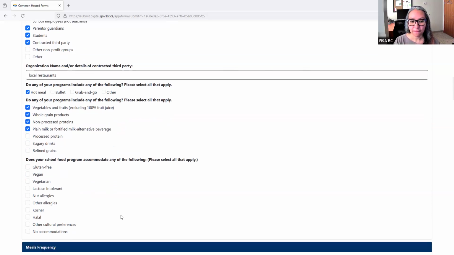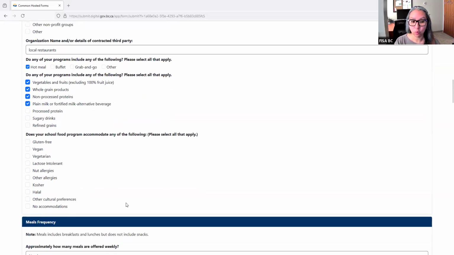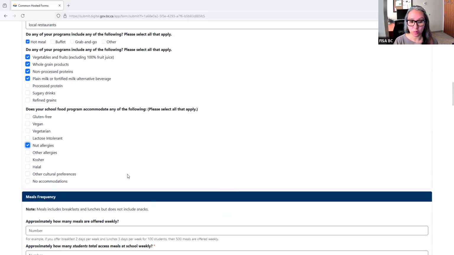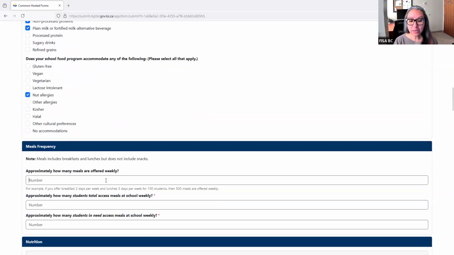Okay. Does your school food program accommodate any of the following? So we will see what of the following will apply to you. I will say that we just do not allergies because that's basically what we will do at our school. Okay, this is the one that we also gonna be, and don't worry, I'm gonna send it to you so we got a good number.